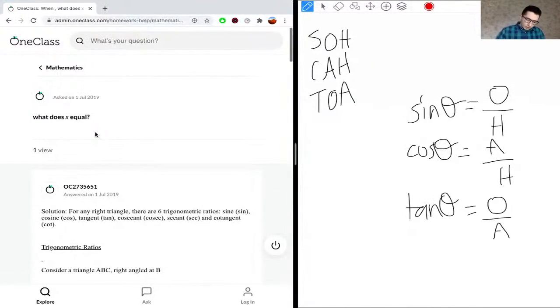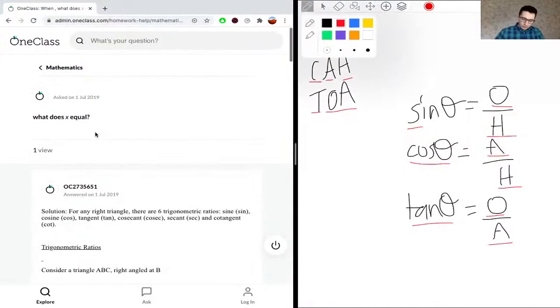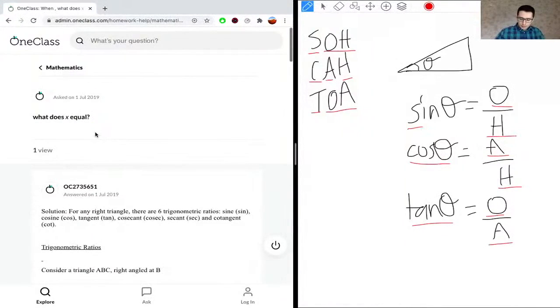So I'll underline where this comes from. Here we have the S is sine, OH is opposite over hypotenuse, C is cos, AH is adjacent over hypotenuse, T is tan, and we have OA for opposite over adjacent. So this is for a right angle triangle. If we had a right angle triangle like so, and we were trying to solve for theta, this would be the opposite side, this would be the adjacent side, and this would be the hypotenuse.